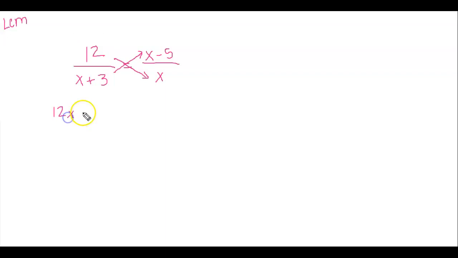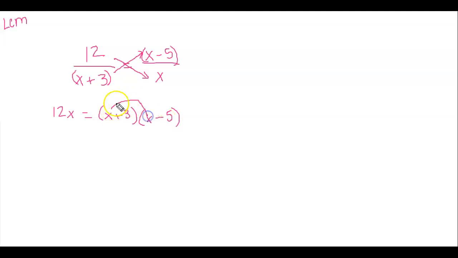Another example, 12/(x+3) is equal to (x-5)/x. So again, we're going to multiply by the LCM of the denominators, but for proportions, that means I just end up cross multiplying. So 12 times x is 12x. But I do want to point out that if I'm taking x plus 3 and I'm multiplying it times x minus 5, you can't just multiply first terms and second terms.